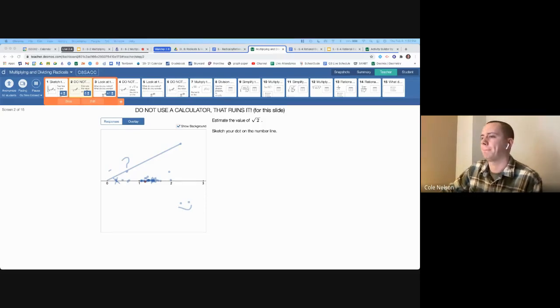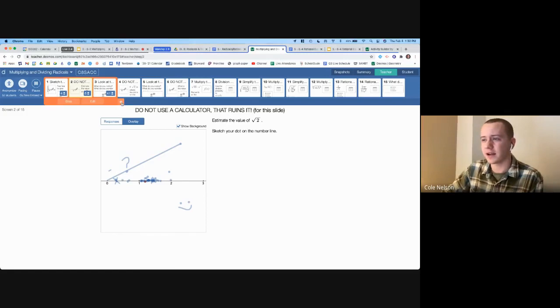Remember, the square root of 2 is like, okay, what thing do you multiply by itself to get 2? 1 times 1 is 1, so the square root of 2 is not 1. 2 times 2 is 4, so the square root of 2 is not 2. So it's got to be between 1 and 2.